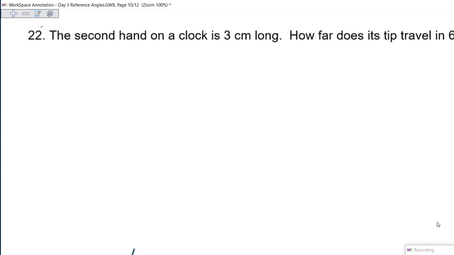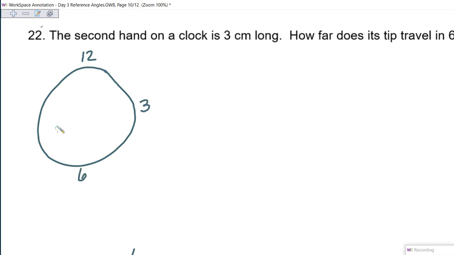Okay, the only word problem for today, number 22. The second hand on a clock is 3 centimeters long. How far does its tip travel in 68 seconds? Okay, the first thing, let me draw a small picture. Here's 12 o'clock, 3 o'clock, 6 o'clock, 9 o'clock. And that's good enough for this. And I know we're starting at 12 o'clock. And they told me the radius is 3 centimeters. And this second hand is going to travel all the way around 1 revolution. And then we're going to stop after 68 seconds.